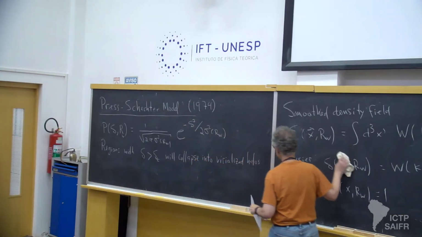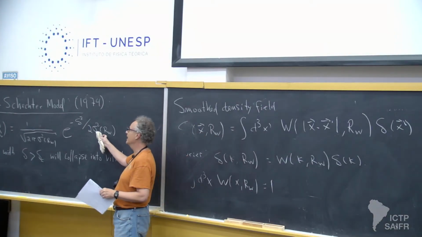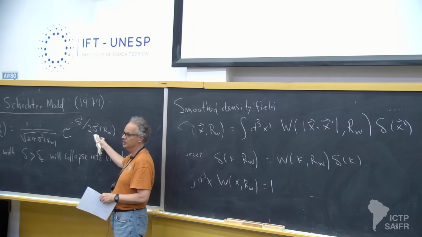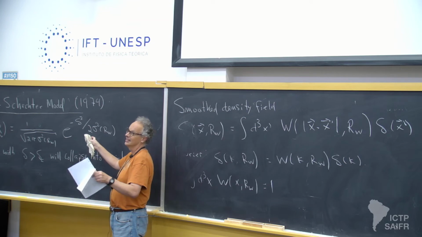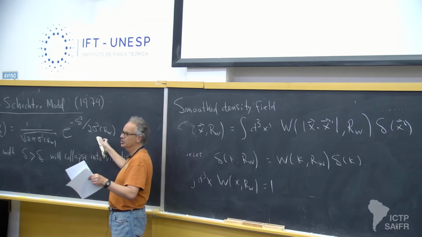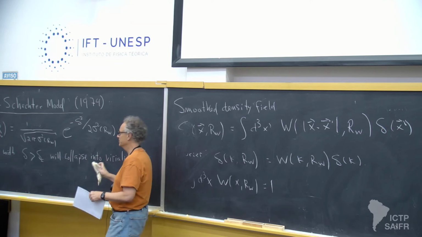And also, at the scale RW, sometimes I would say a certain mass scale. So the mass is related to RW. The mass is just 4/3 of pi RW cubed times the density. So we'll get there.